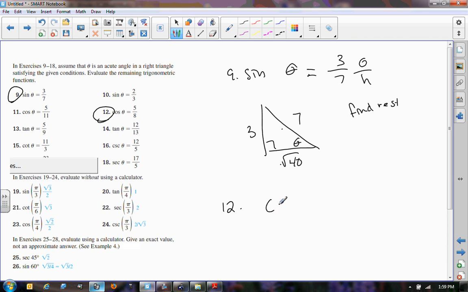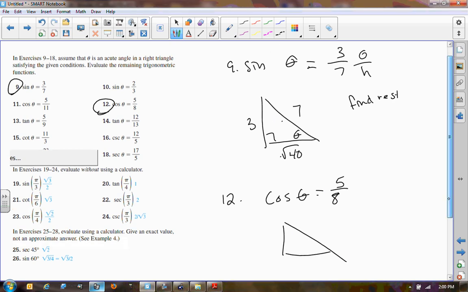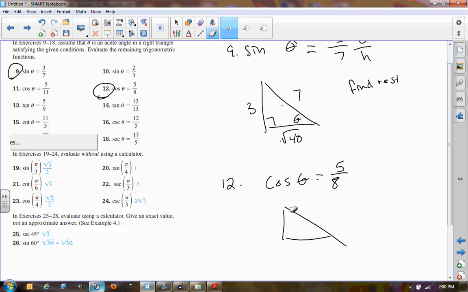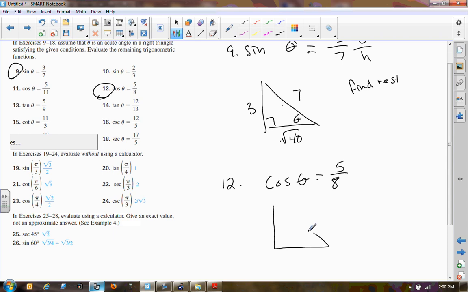All right, so this one, number 12, you got the cosine of theta is 5 over 8. Again, start with the generic triangle. Which triangle am I looking at here? I'm looking at this triangle. Theta is always in the same spot on the bottom. Just put it there. That's elevation, depression. It's always down there. The only time it's not down there is if they give you a picture.